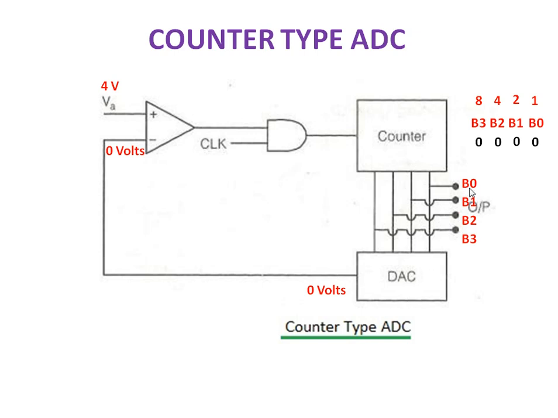So if 0 0 0 0 goes as input to the DAC, the output of the DAC will be 0 volt. The DAC converts 0 0 0 0 into the equivalent analog value, which will be 0 volt. That 0 volt is given to your comparator. Now your comparator compares plus terminal voltage and negative terminal voltage. So 4 volt is greater than 0 volt, so the comparator output will be 1.